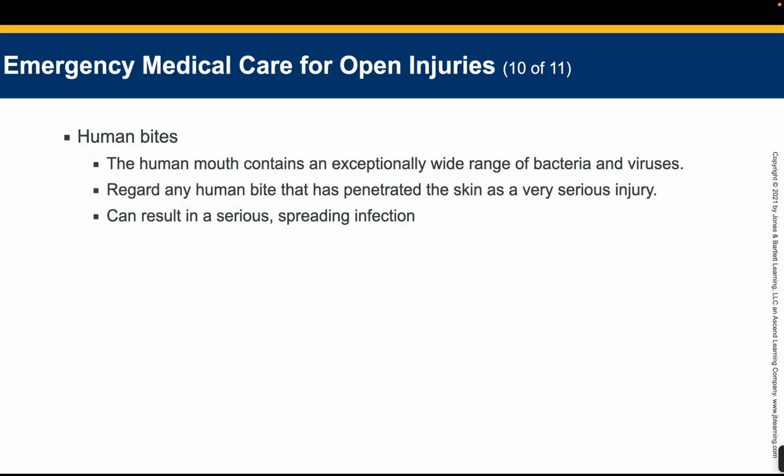Because of that, any human bite that breaks the skin should be treated as a serious injury. These wounds can lead to rapid spreading infections, especially in areas like the hands. So even if it doesn't look severe on the surface, don't underestimate it. These patients need thorough cleaning, proper care, and medical evaluation.